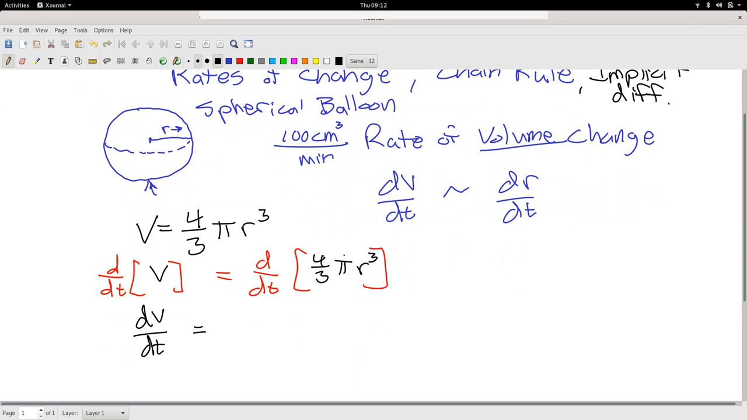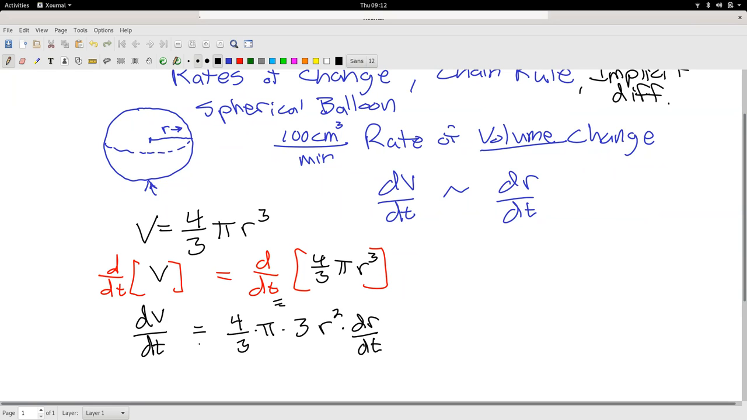On the other side, I have this product going on, but 4/3 is a constant, so that pops out. Pi is just a constant, so that pops out. Then I just have to think about the derivative of r cubed, and that's just the power rule, 3r squared. However, I'm differentiating with respect to time. r is changing over time, so the chain rule says you have to multiply by the derivative of the inner function r, and the derivative of r is just dr/dt.